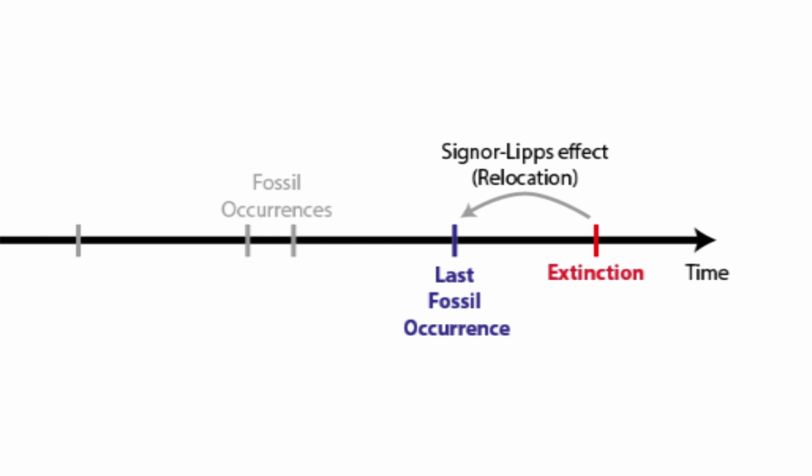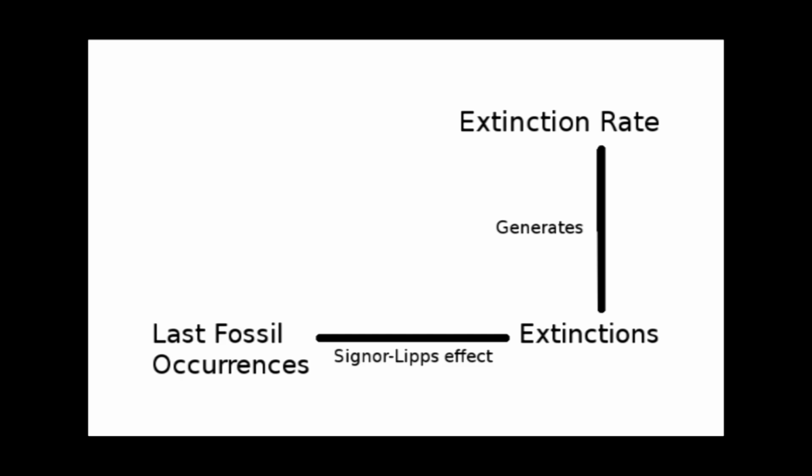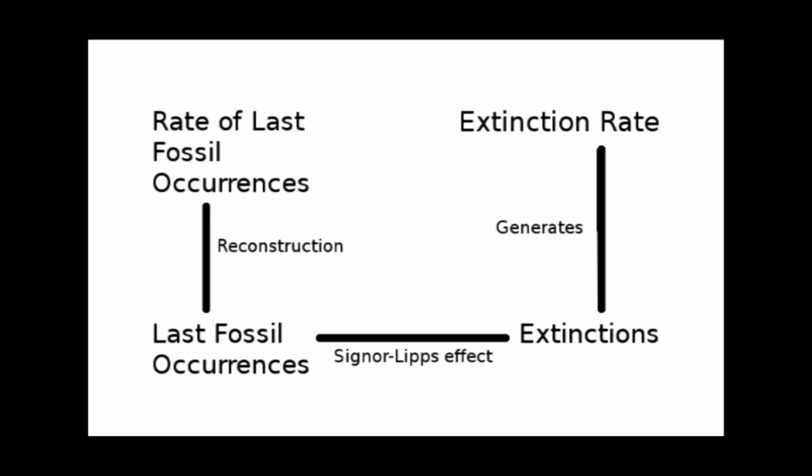This motivates the following model. There is an extinction rate given, and this extinction rate generates the extinctions. Then the extinctions are relocated by the Signor-Lipps effect to form the last fossil occurrences. These fossil occurrences are collected and documented in the field and can be used to reconstruct the rate of last fossil occurrences. So this naturally raises the question whether there is a connection between the rate of last fossil occurrences on the one side and the extinction rate on the other side.